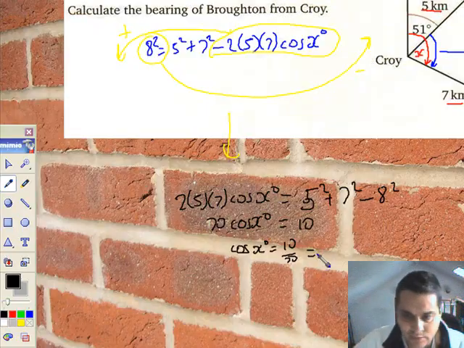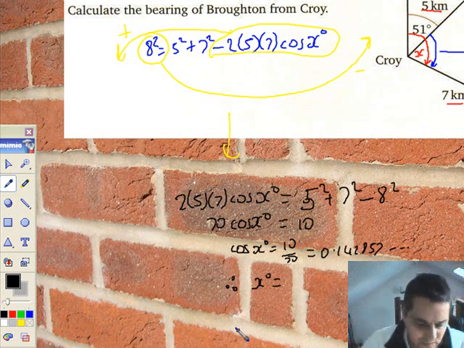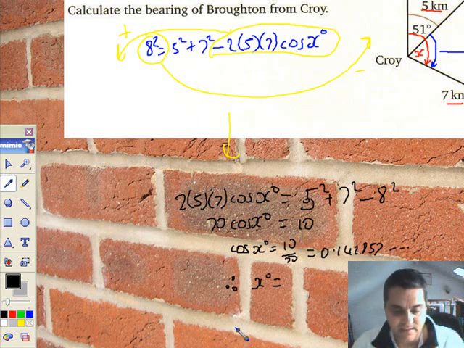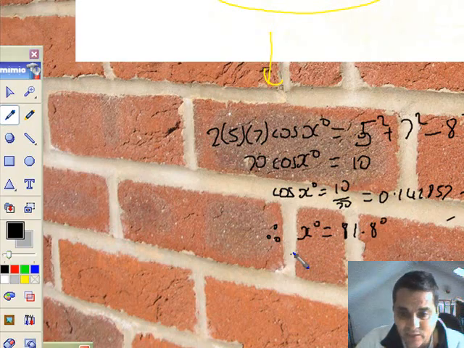Which is 0.142857 whatever. So we get X on our own by going Shift Cos, and we've got our angle, haven't we? So without any further ado, Shift and Cos, because it's still in my calculator, 81.78, 81.8 degrees.